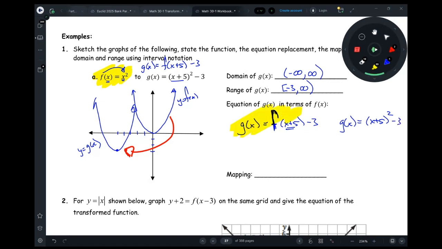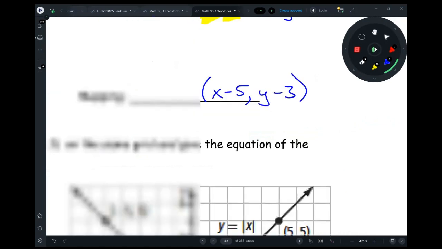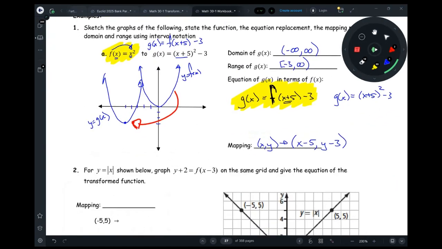But what they want right now is my mapping, which refers to both variables here. It's the point, what's happening to the point in general. And that was going to be x minus 5 and then y minus 3. Old x gets adjusted by subtracting 5. Old y gets adjusted by subtracting 3. Whoops, sorry about that. Let's take a look at another one.